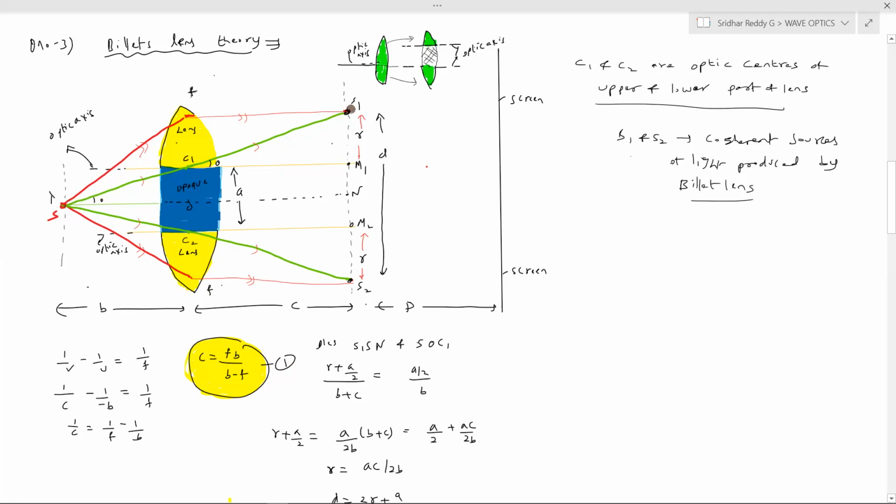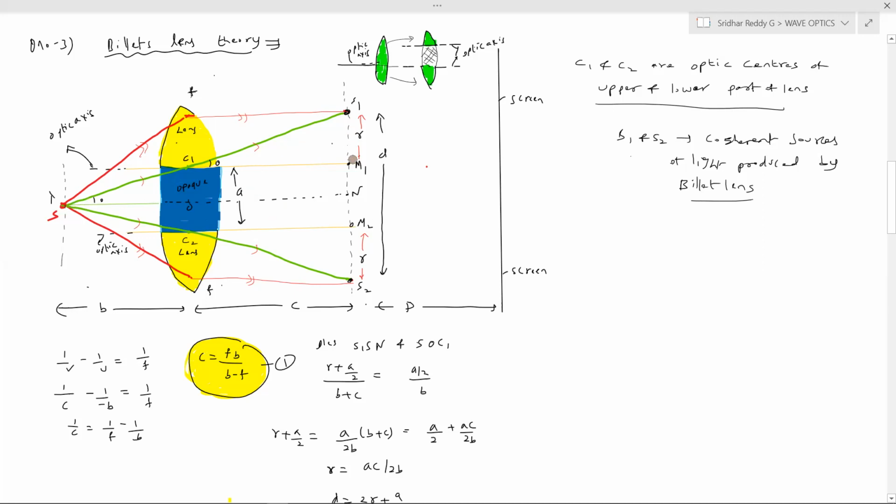Triangle S1N, from this triangle, tan theta will be R plus A by 2. I'll separate them by distance A. Here, there's a distance A. Are you noticing this one? So then what will this distance be? A by 2. A by 2.